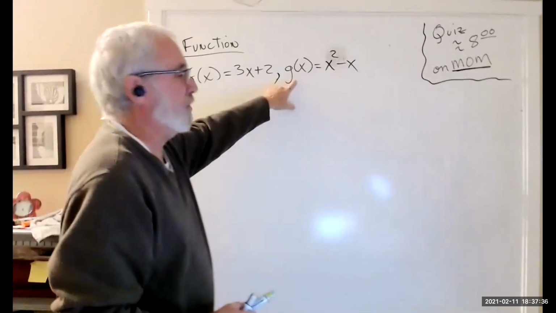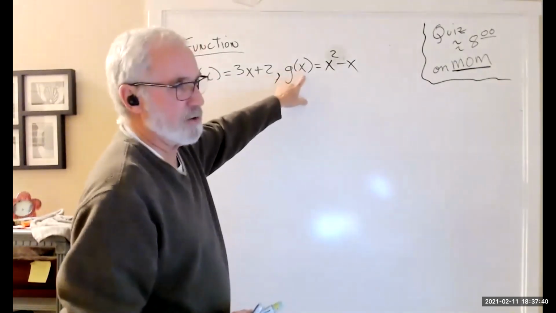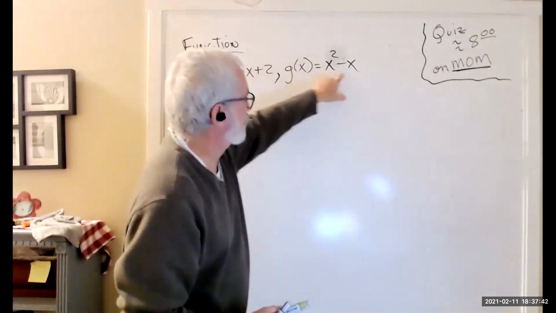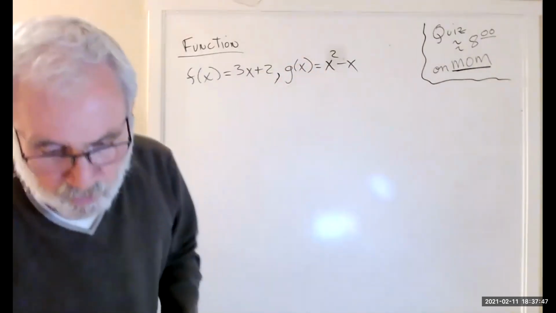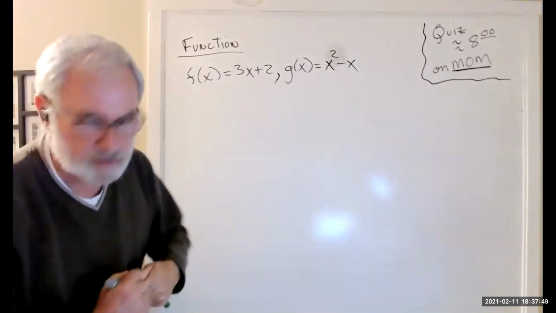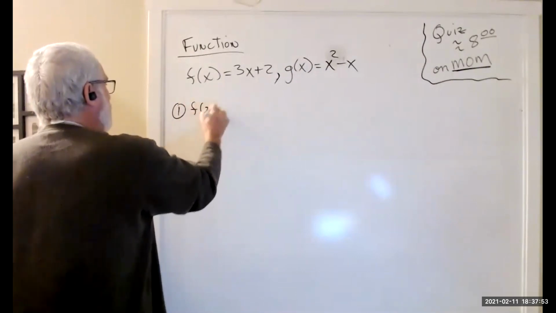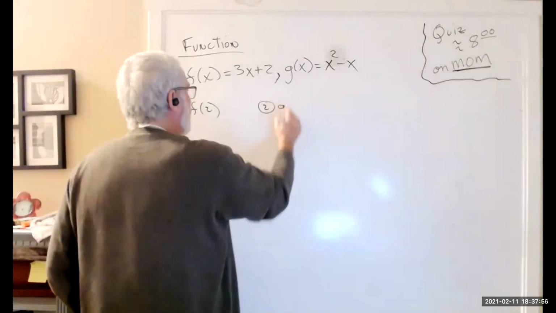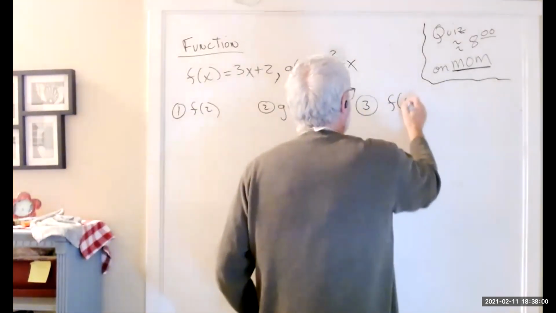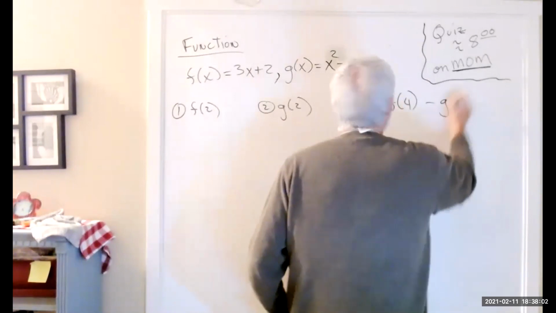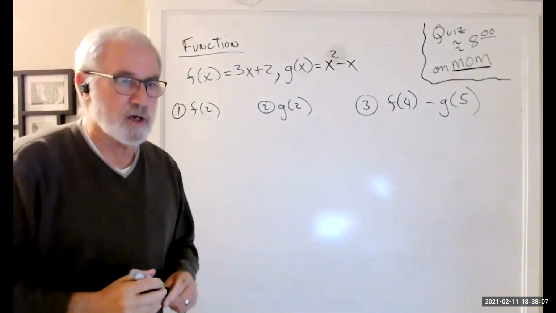This is g of x. That's its name, g. Okay. That's the variable it uses, and this is the rule that you plug into. So the first thing I want to do real quick is I want you guys to find f of 2, and secondly, I want you to find g of 2, and third, I want you to find f of 4 minus g of 5. So I'll pause while you guys work on that.